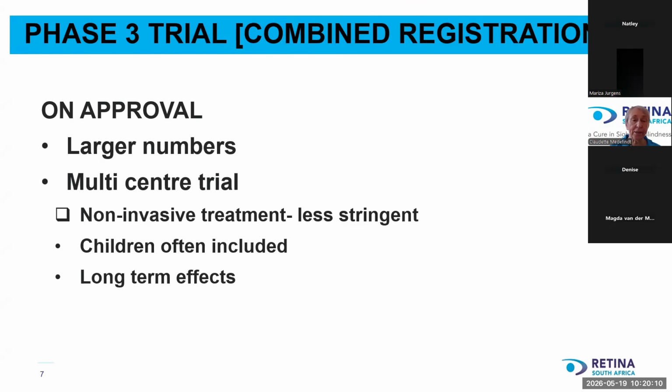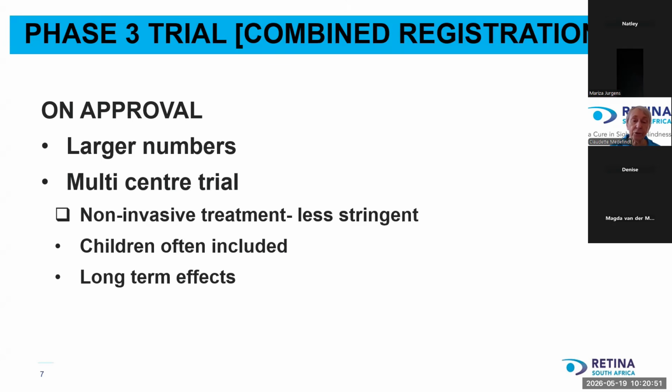Then we go to phase 3, on approval again, and this is where they really start to look at larger numbers. And sometimes it's at a multi-center level, and we have been involved in a global multi-center trial in the past for Stargardt's. Non-invasive treatments are less stringent. If they are injecting, for example, a gene therapy into a very particular spot in the retinal pigment epithelium, that has to be reproduced. So you can't go all over the world and hope people are going to hit the right spot. Where it's a drug therapy or something like that, it might be easier to go to multi-center trials.